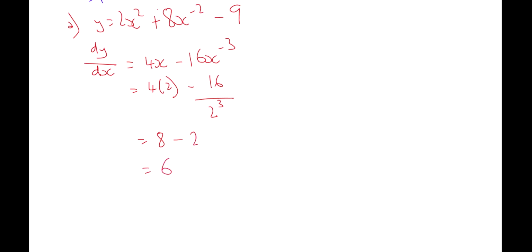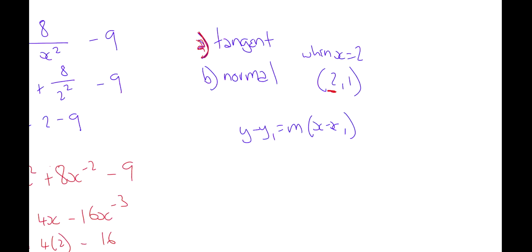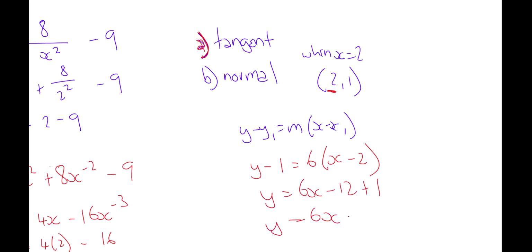So the gradient when x is 2 is 6. Now that's great because that means I can now find my equation. By doing this, I can say that y minus y1, which is 1, equals m, which I just found out was 6, times x minus x1. So y equals 6x minus 12 plus 1, y equals 6x minus 11. That was written really badly. That is the equation of the tangent.